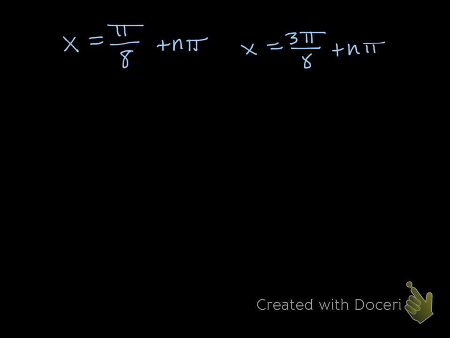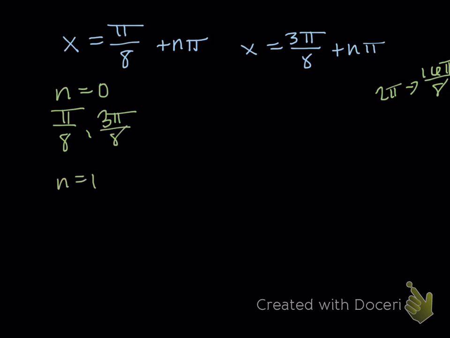So I'm going to check my scenarios. When my denominator is 8, I know 2 pi is the same as saying 16 pi over 8. So 16 pi over 8 is our cutoff that we're looking for. So I know when I plug in 0 for n, I'm going to get pi over 8 and 3 pi over 8.